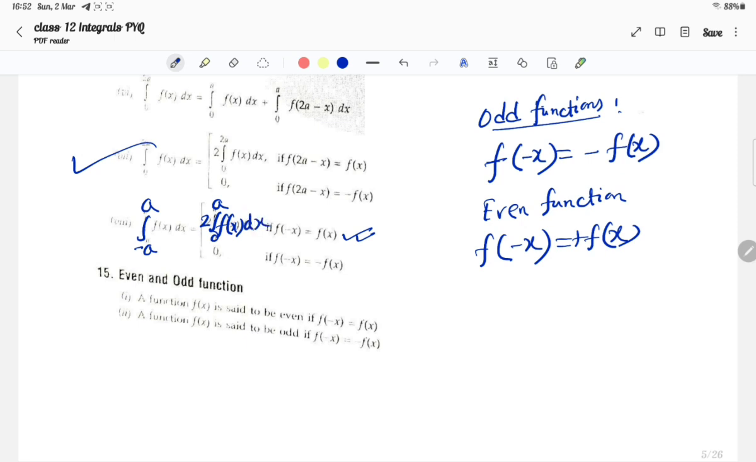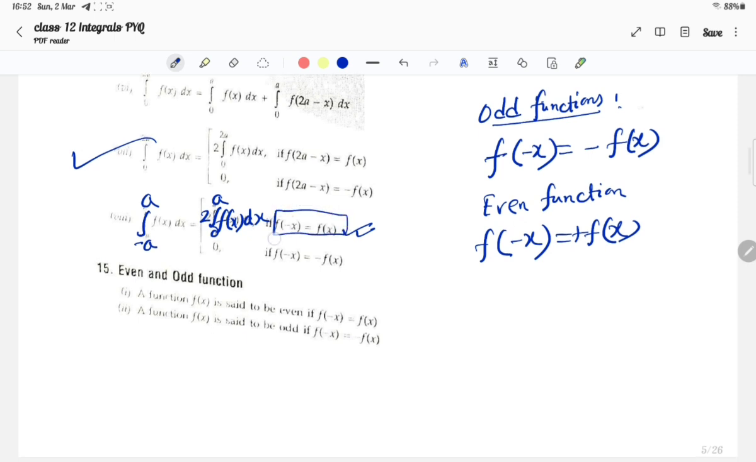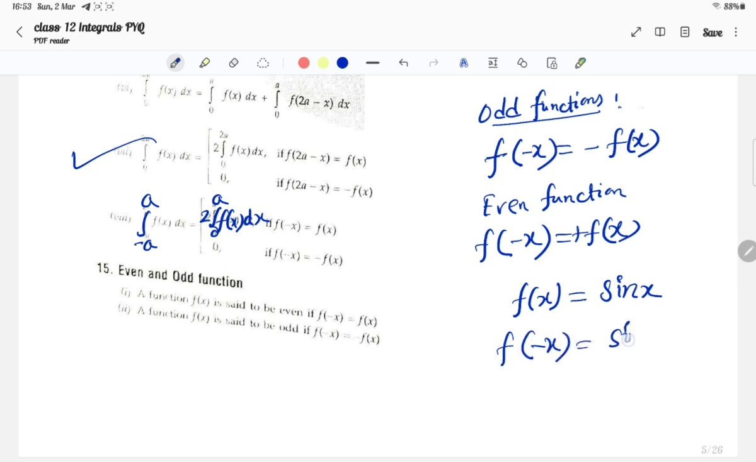Very important property. If the lower limit and upper limit are like minus a to plus a, in that case you will check the function. How to check whether it is even or odd? Suppose f(x) is given as sin x. Is it odd or even? Instead of x you write minus x, so sin of minus x, and as you know the minus comes outside of sin, so it gives you minus of f(x). Understood? So it will be an odd function. If the function is odd, then directly you can write the answer 0.